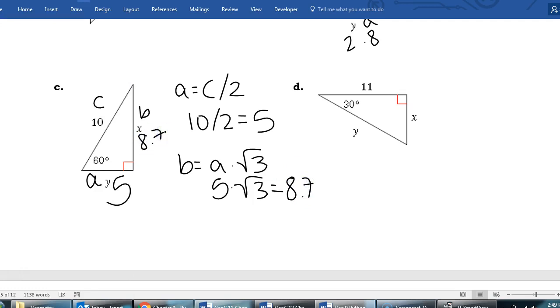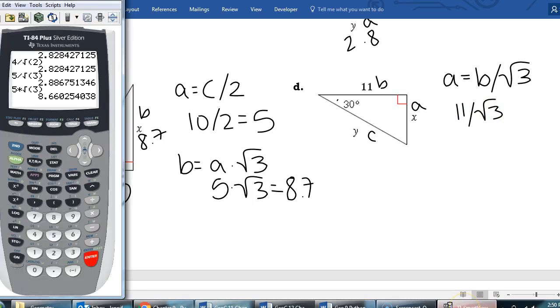My last example is a 30, 60, 90. I see a 30 in this corner, so I'm going to go short, medium, and long. I have formulas to find A given B. I don't have any formulas to find C until I know A, so I'm going to start with A. To get A, we're going to take our B side and divide it by the square root of 3. This is the formula I accidentally used last time. And that gives us 6.4 if we round it.